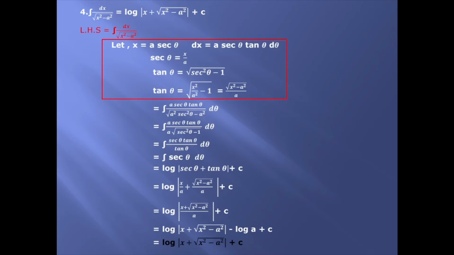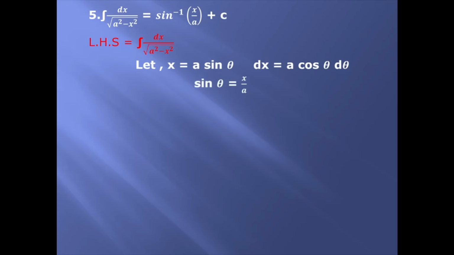Then fifth type, integral dx by root of a square minus x square is equal to sine inverse of x by a plus c. LHS is integral dx by root of a square minus x square. Since sine inverse of x by a is given in the right hand side, we'll take x is equal to a sine theta. Then dx will become a cos theta d theta. Then from x is equal to a sine theta, we'll have sine theta is equal to x by a, theta is equal to sine inverse of x by a.